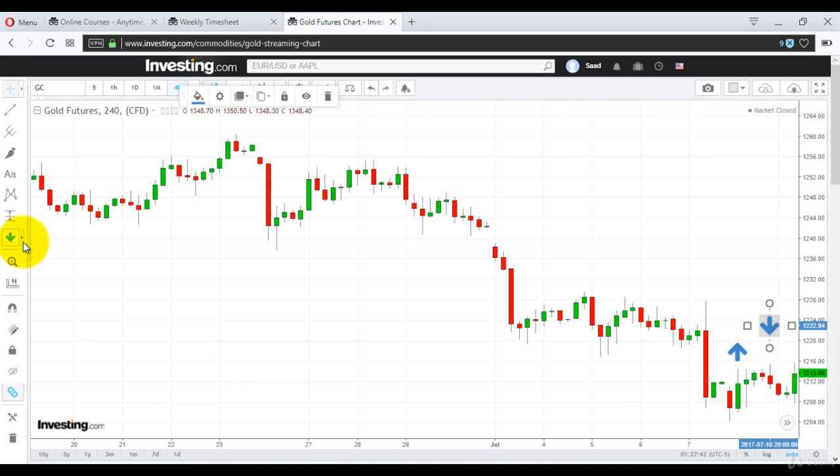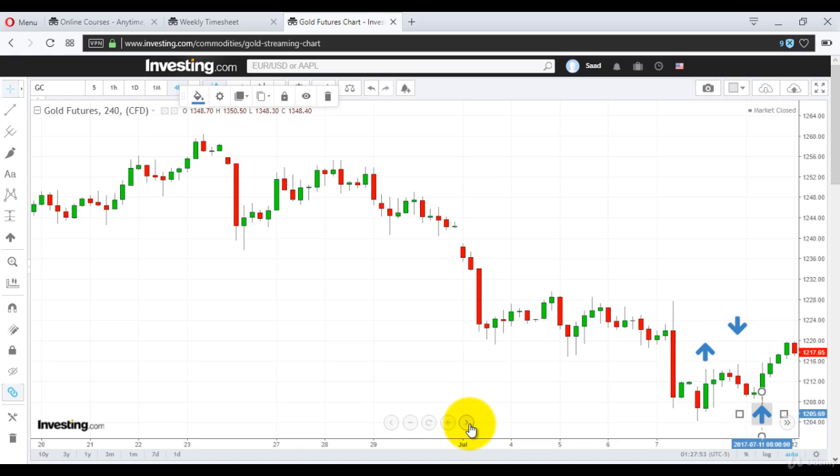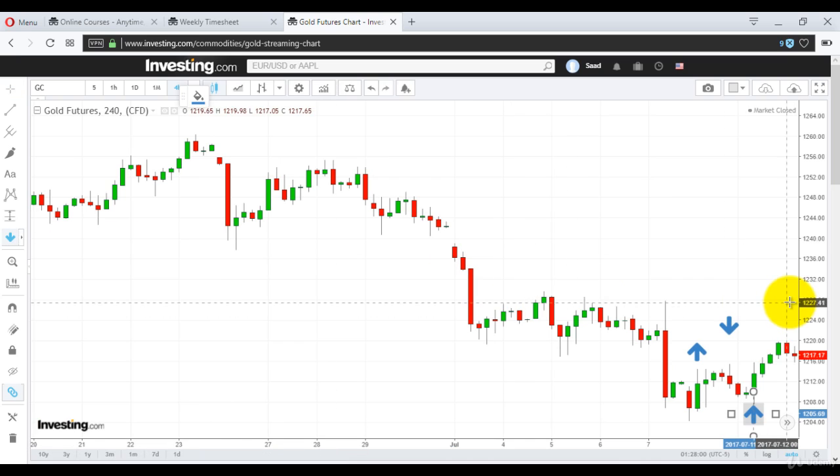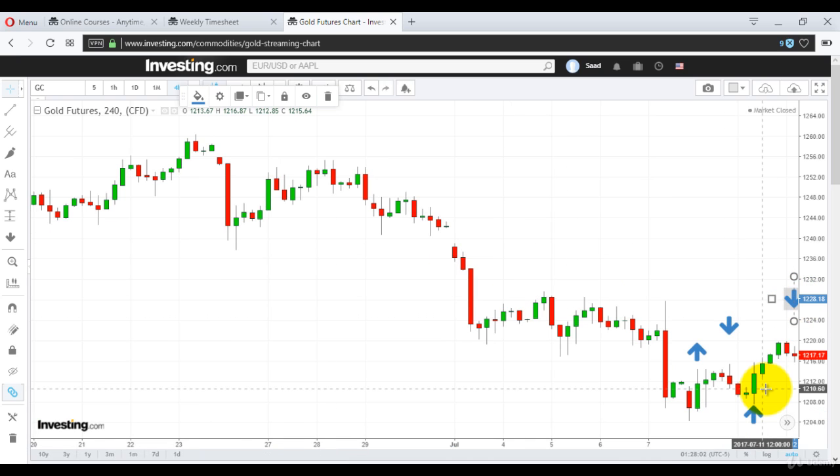Once you see this kind of green candle right here, that's a bullish engulfing candle, so that's your friend. Believe in your friend and buy. It moves higher, stops, goes lower. Sell. Right here.